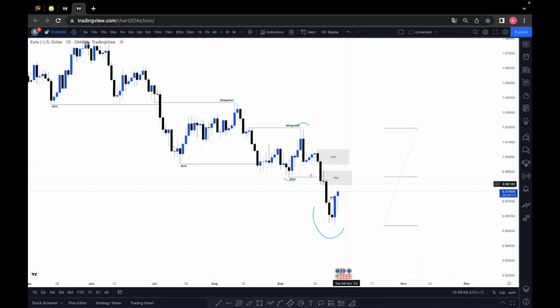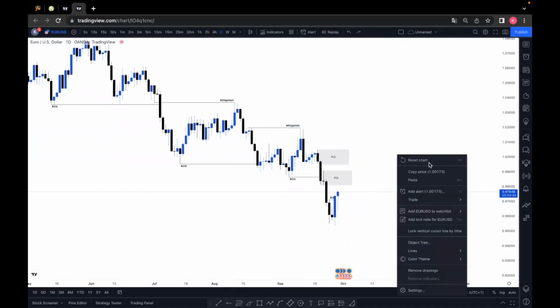So we can clearly see that we have 2 points of interest right here, one situated exactly at 50% and one at around the 61.8 Fib zone. So these are valid points. These 2 POIs are valid points of reaction.